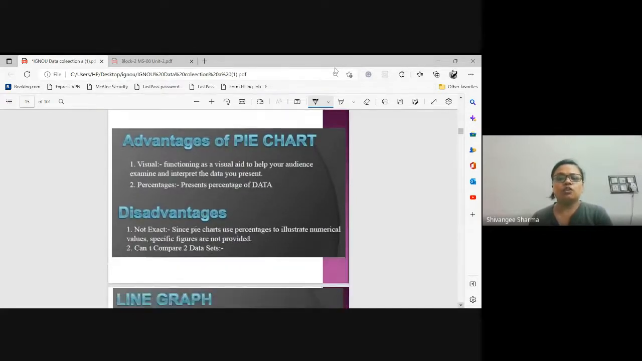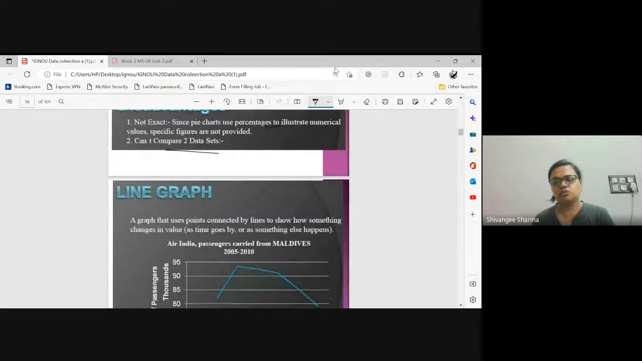If we talk about the advantages and disadvantages of pie charts, that's very easy, because sometimes percentages are not 100% accurate. So pie charts are not 100% accurate, and you cannot compare two data sets, right? And the same thing for representation of discrete and continuous data, you cannot use this.